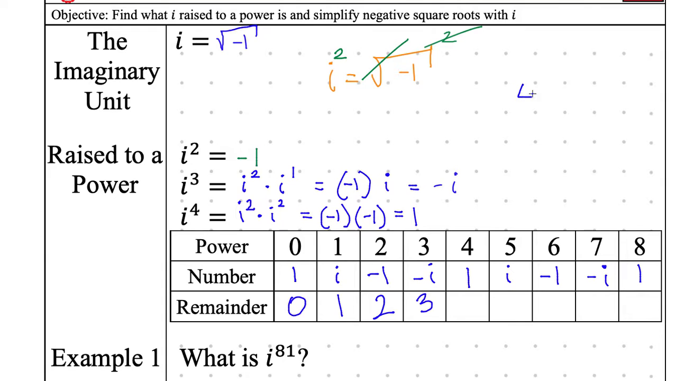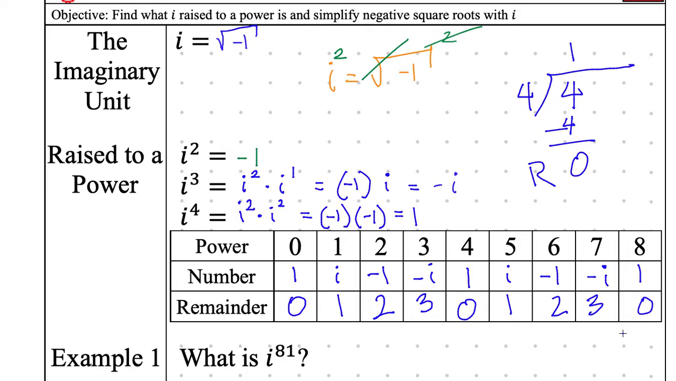So if I go 4 divided by 4, 4 goes into 4 one time, 4 minus 4, the remainder here is 0. This should also repeat. So it's 1, 2, 3, then it goes 0 again, 1, 2, 3, 0. Yes, because 8 divided by 4 is 2 with a remainder of 0.